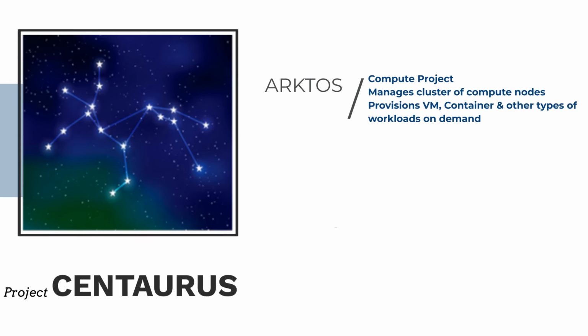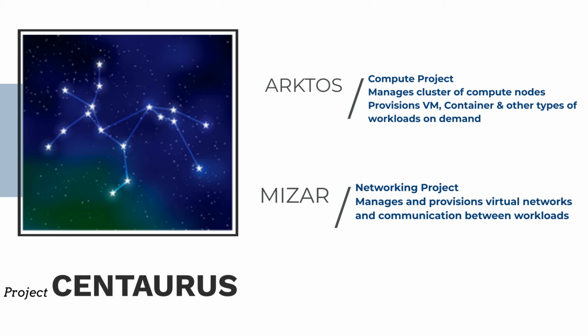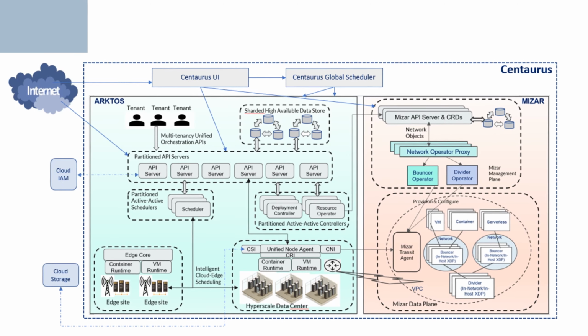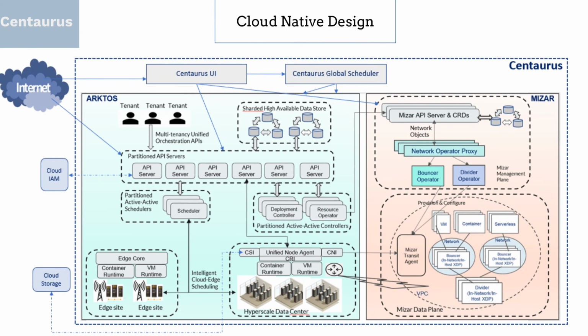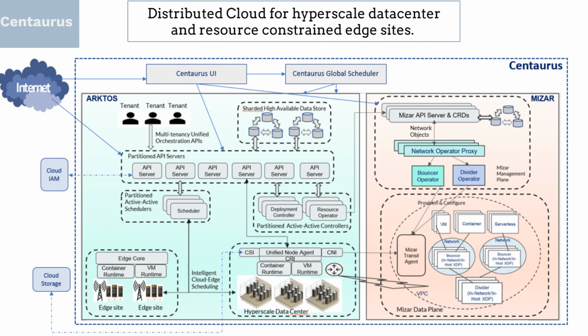Centaurus consists of two sub-projects, namely Arctos and Mazar. Arctos is the compute sub-project managing clusters of compute nodes and provisioning VM, containers and other types of workloads on demand. Mazar is the networking sub-project that manages and provisions virtual networks and communications between workloads in a scalable and high-performant manner. This is the high-level vision and architecture of Centaurus. This cloud-native architecture offers capability to manage resources both at data center and constrained edge site. It's a truly distributed cloud platform.